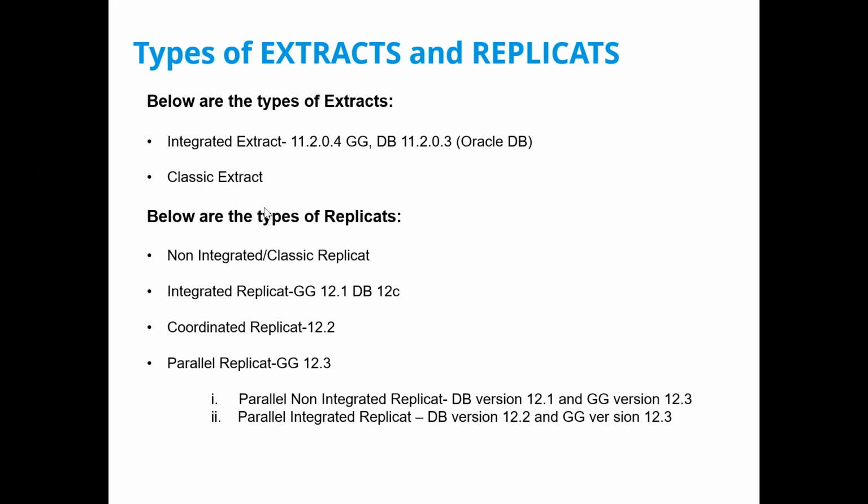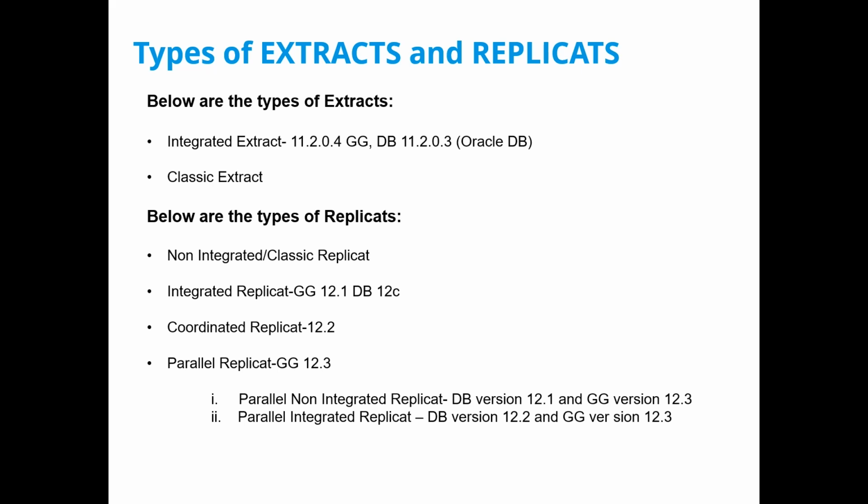Now, what are the different types of replicats? The first is non-integrated or classic replicat. Initially only one type of replicat was there, called replicat. Then Golden Gate renamed it to non-integrated or classic replicat. Then they launched integrated replicat, from Golden Gate version 12.1 and database version 12.3. Then from Golden Gate version 12.2, they launched coordinated replicat, which makes it possible to run multiple threads of classic replicat.